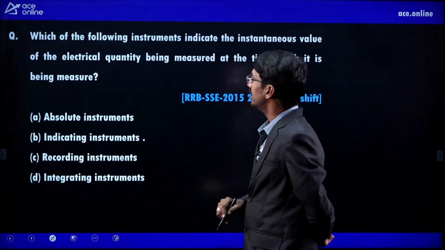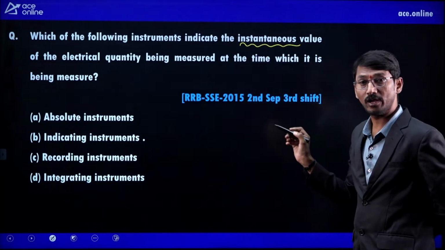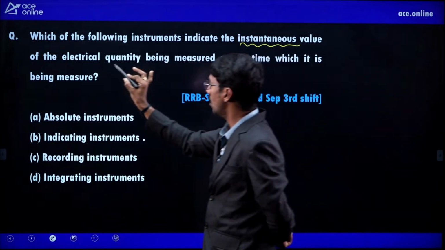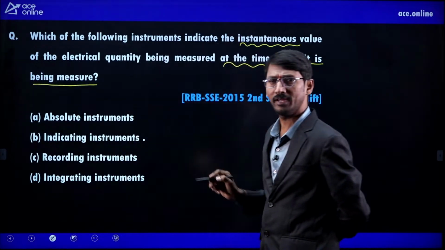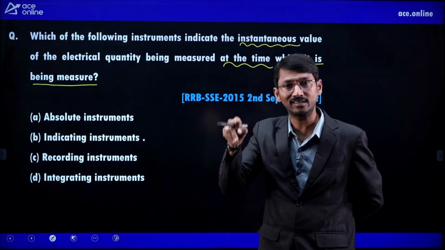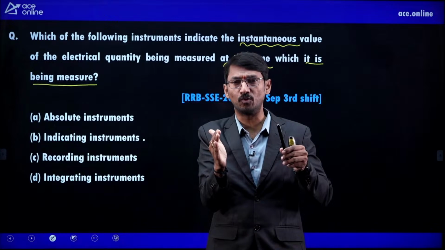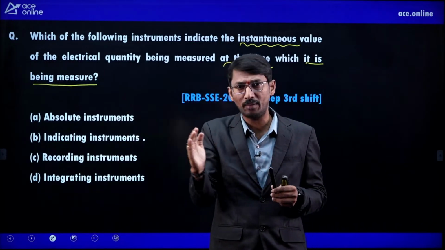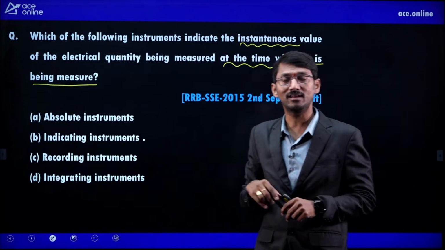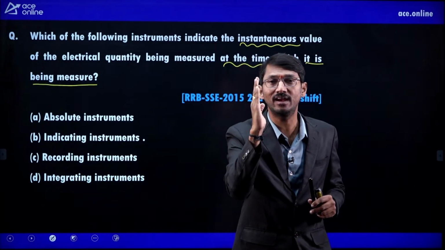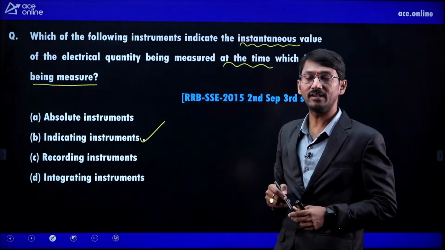Next question. Which of the following instruments indicate the instantaneous value of the electrical quantity being measured at the time at which it is being measured? What does it mean? The moment we give the supply, at that particular instant of time, the value should be shown. For example, if 2 amperes is flowing, it has to show 2. If at that time 3 amperes is flowing, it has to show 3. These are the instruments which indicate the value at the given instant of time. So the answer is indicating instruments.